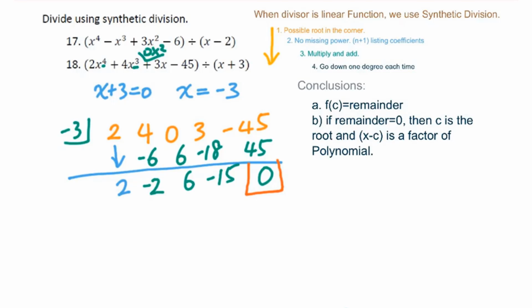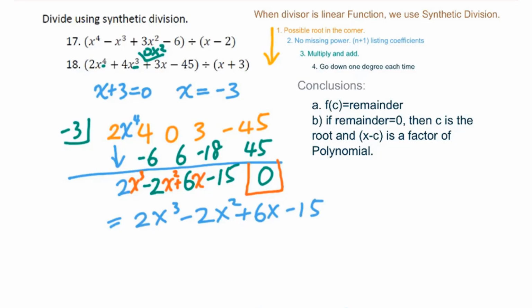Then we can write down the results, that x to the fourth power. So we go to x third, x squared, x. Then I put the plus over here. So the final answer will be 2x³ - 2x² + 6x - 15.